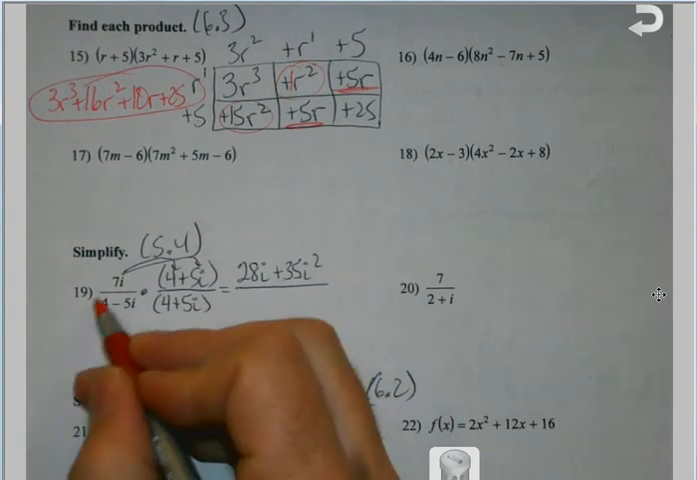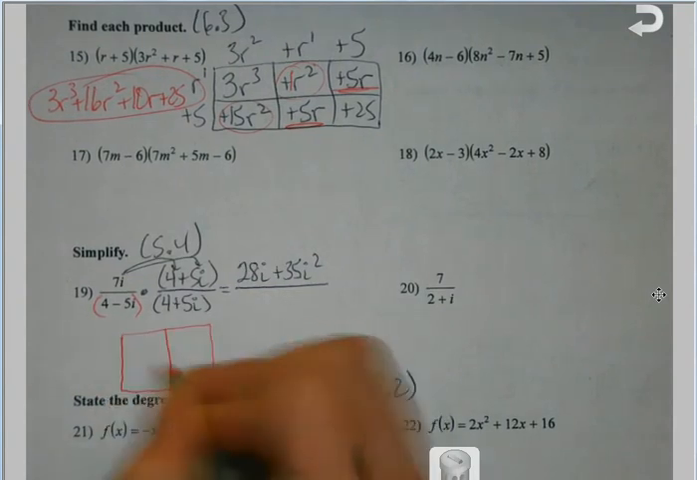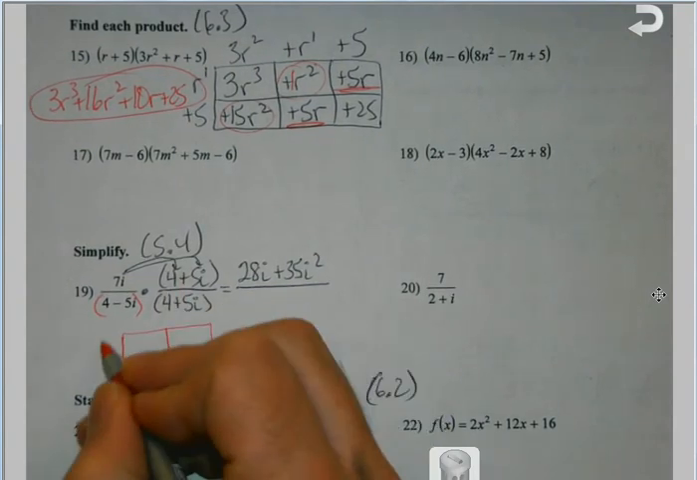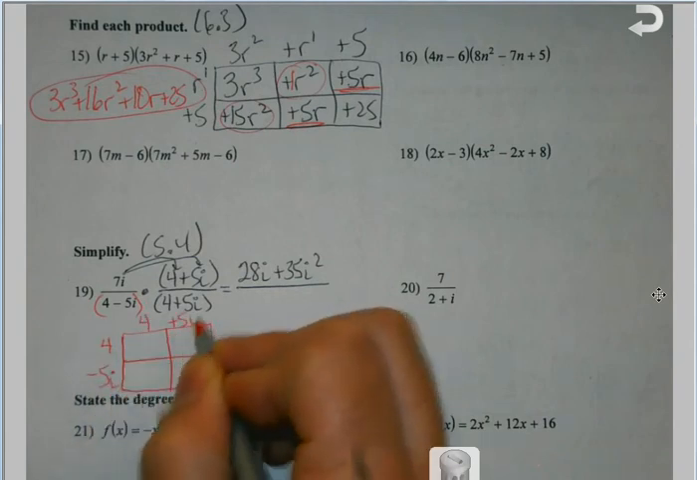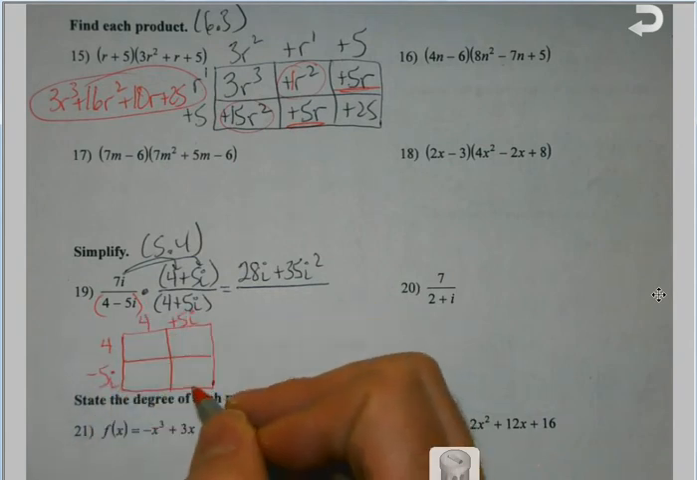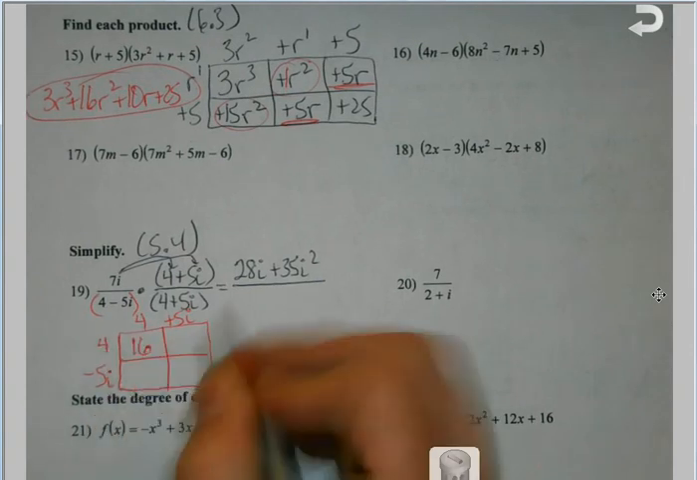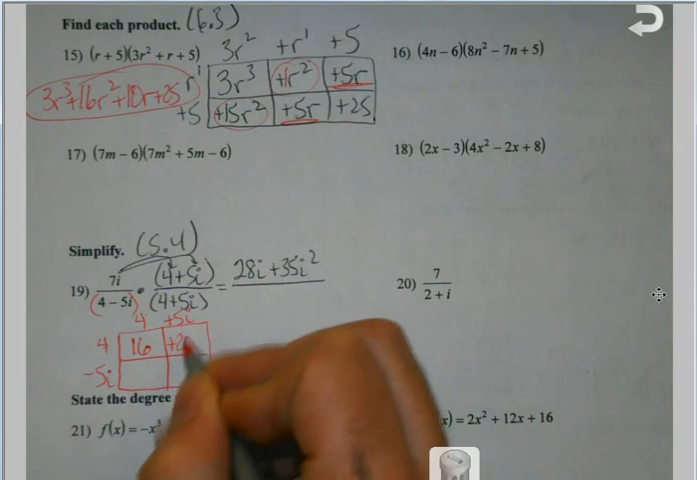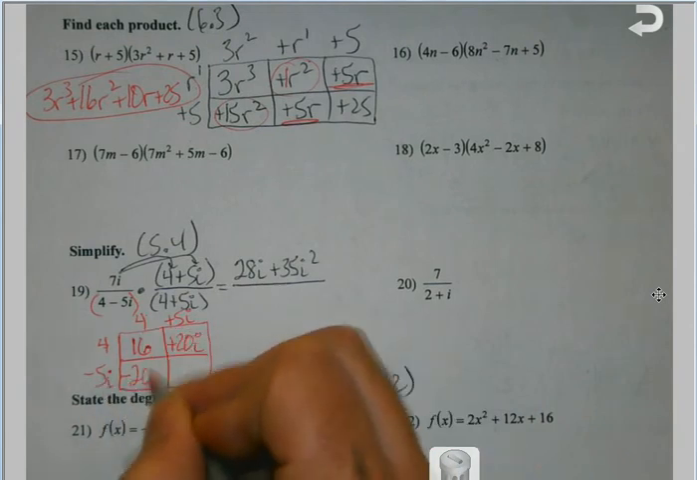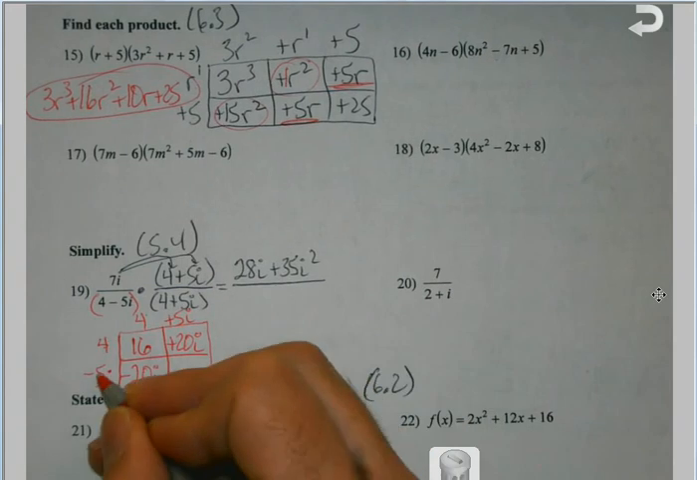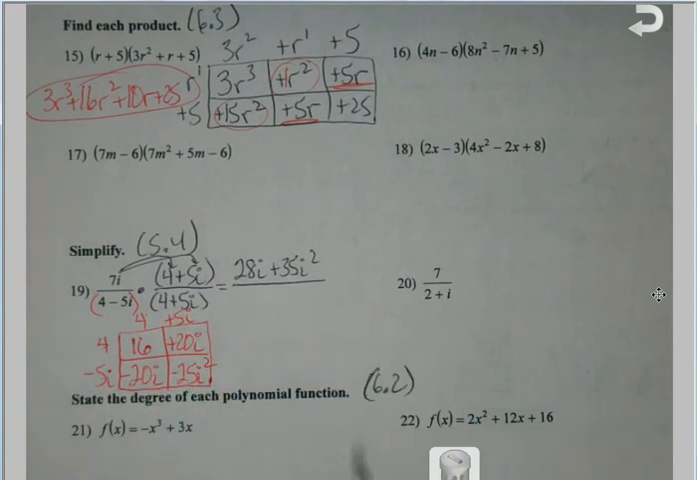Down below, I need to FOIL this out, or in my favorite way of doing it, do a box. And if we do this right, all the i's are going to disappear. So 4 times 4 is 16. 4 times 5i is 20i. Negative 5 times 4 is negative 20i. And negative 5 times positive 5 is negative 25i squared.